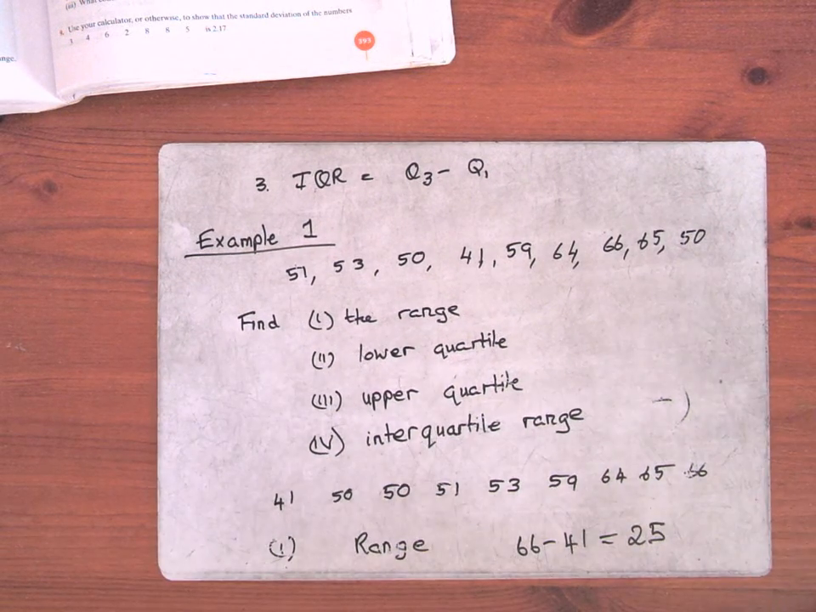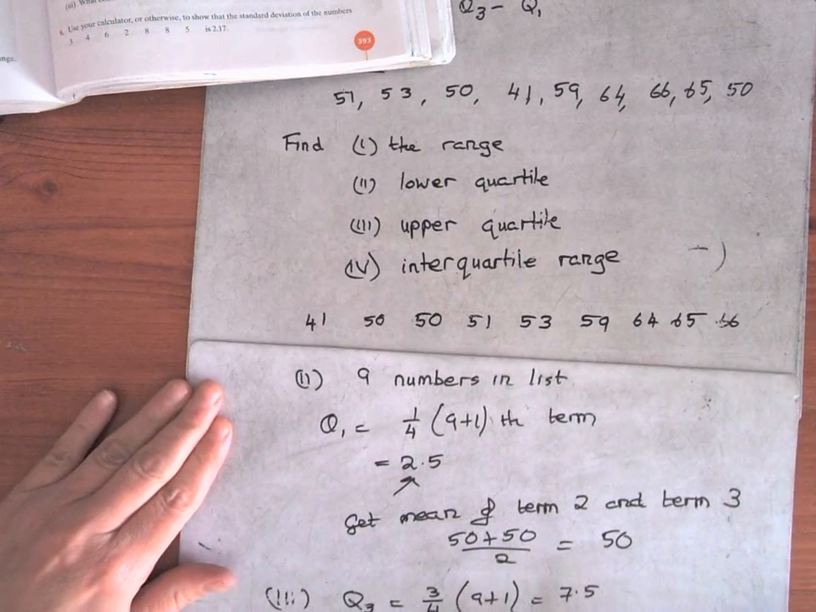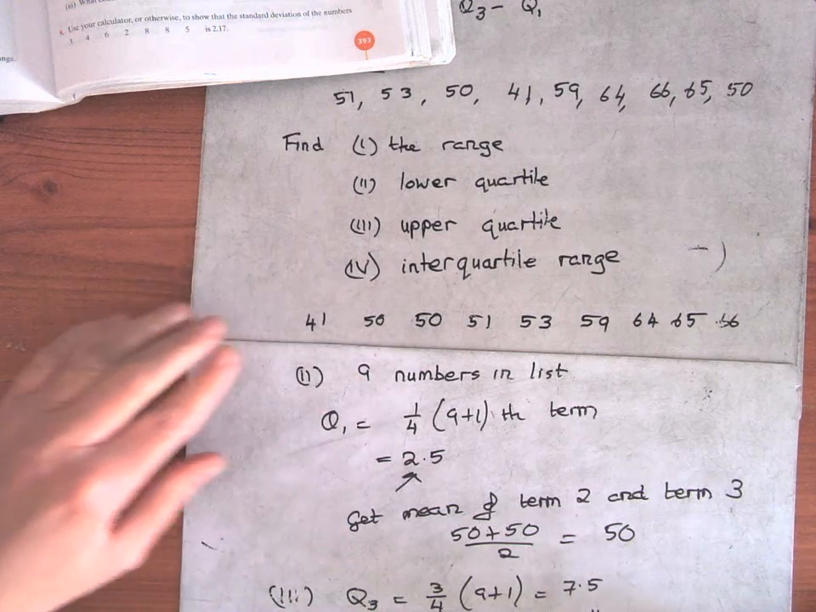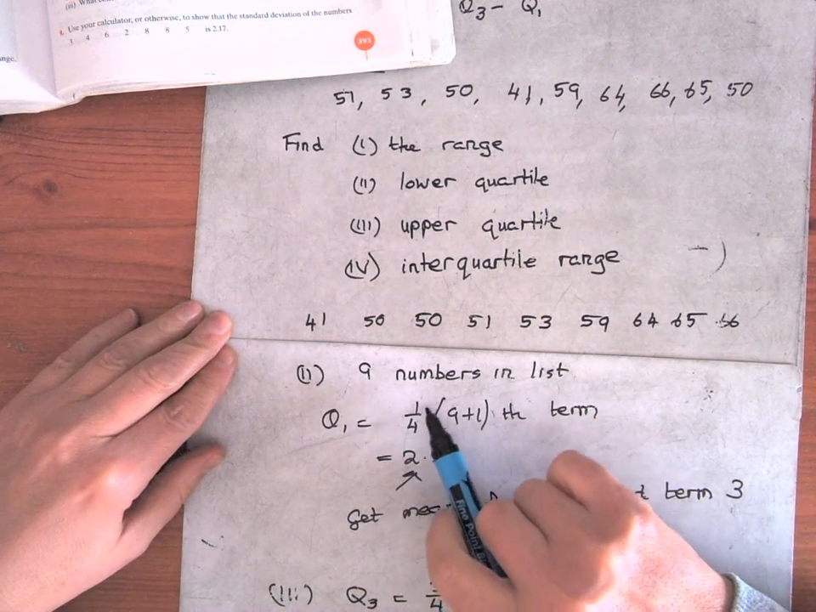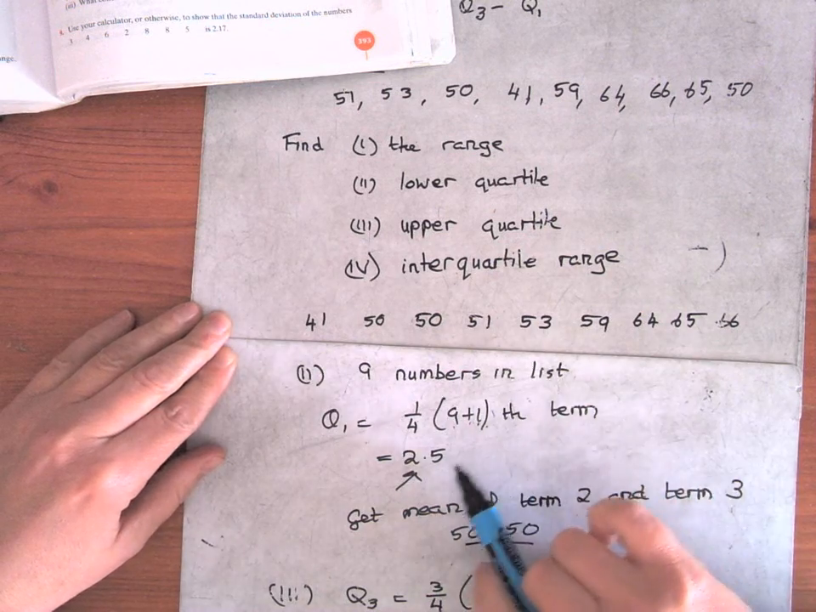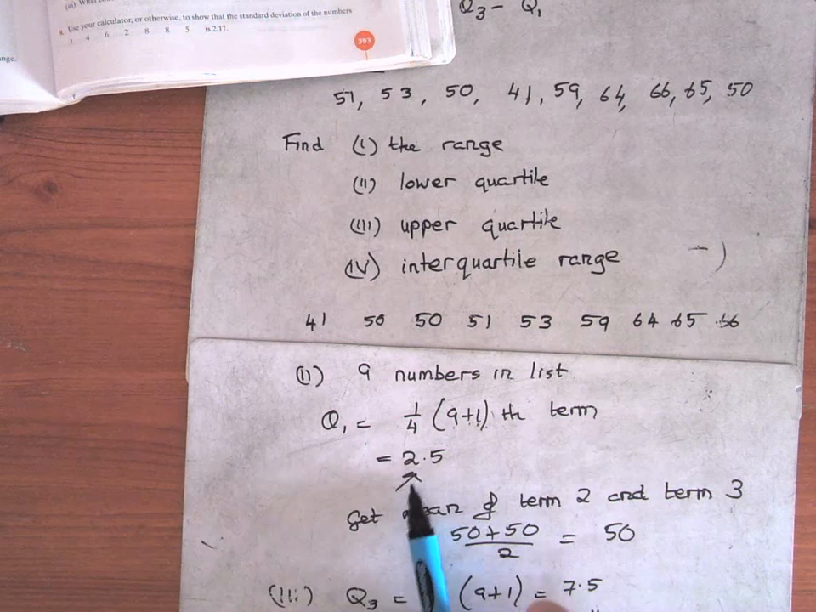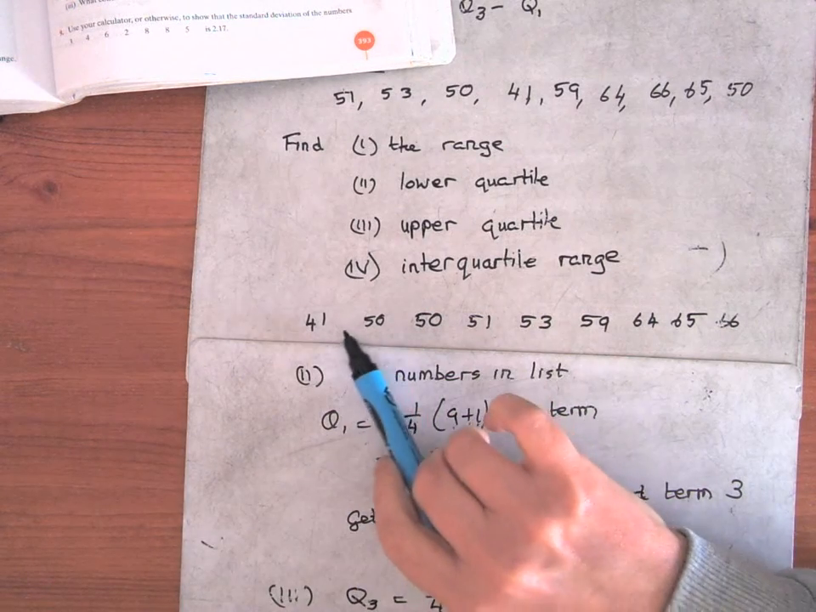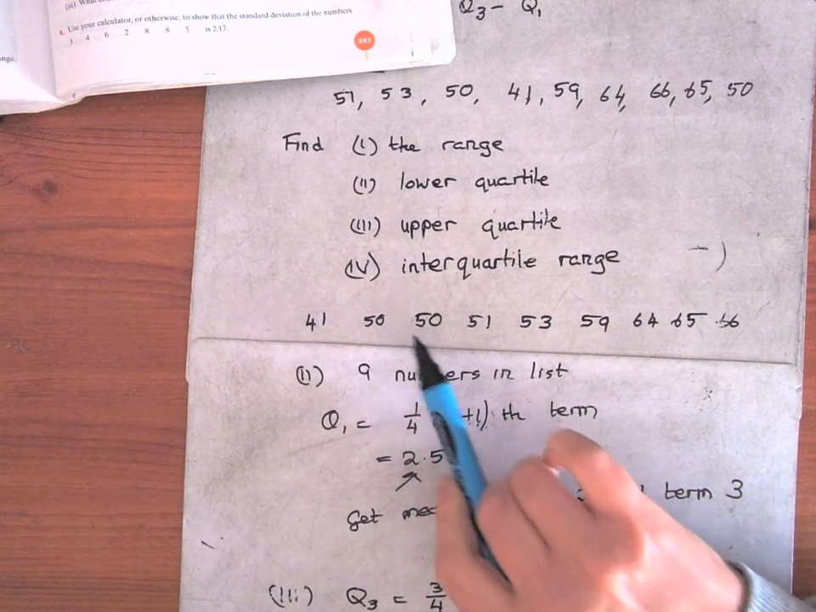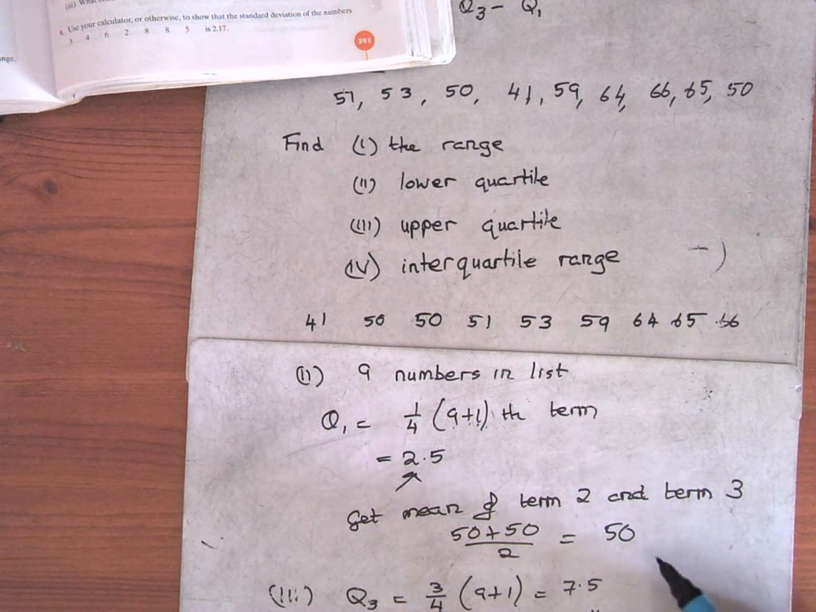Then to find the lower quartile, there are 9 numbers in the list. So you get a quarter of 9 plus 1, which turns out to be 2.5. That's a non-integer value, so that means I get the mean of the second term and the third term. On the list, the second term was 50, and the third term was also 50. So I get the mean of 50 and 50, so 100 divided by 2 is 50. That's the lower quartile.